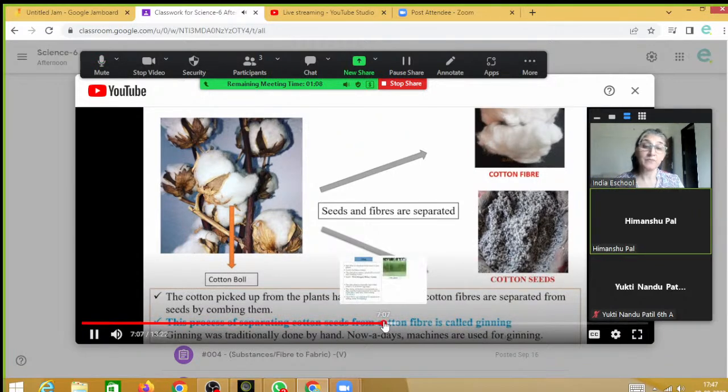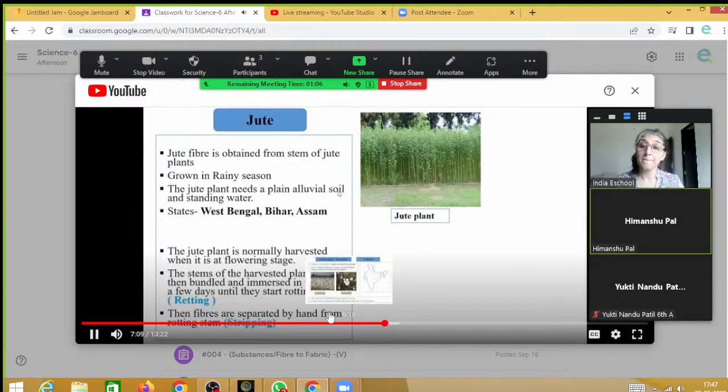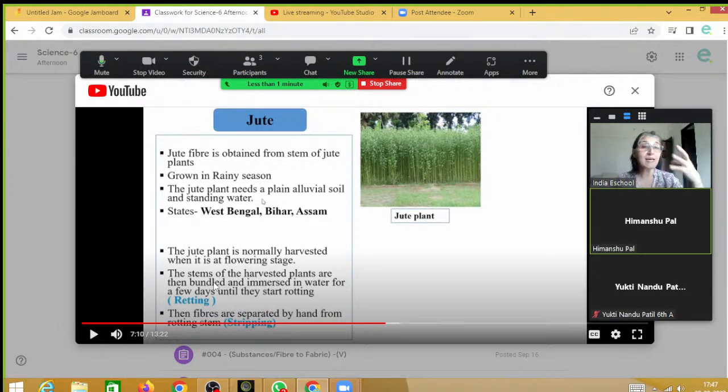Nowadays, jute plant needs a plain alluvial soil. See this? Stand. So this is called retting. Retting we had studied. What is retting? When you immerse the stem inside the water, so that the bark becomes soft. After that fibers are separated.